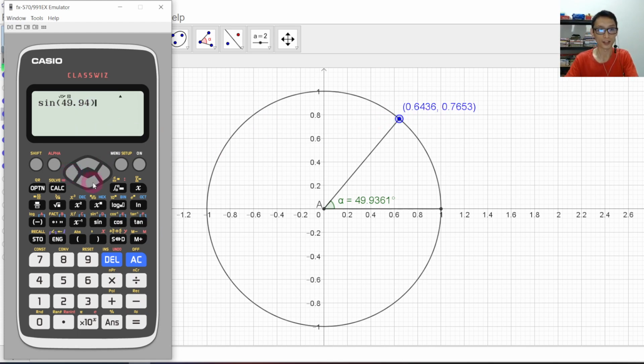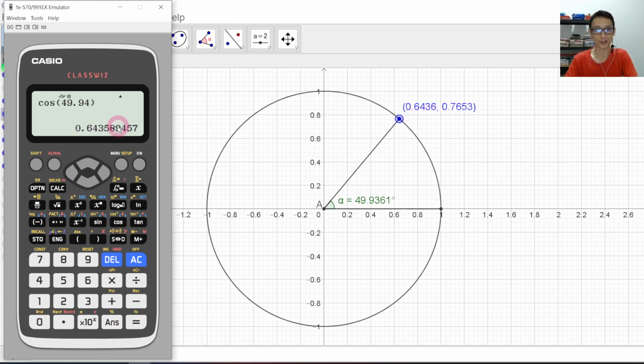Okay, how about cosine theta? You don't have to calculate. You know it will be 0.6436, the x coordinate. Now let's check using our calculator. Cosine 49.94 degrees. This is our x coordinate.